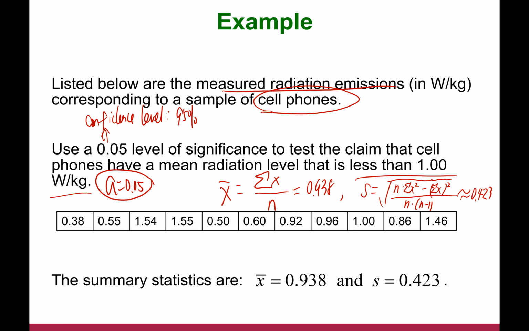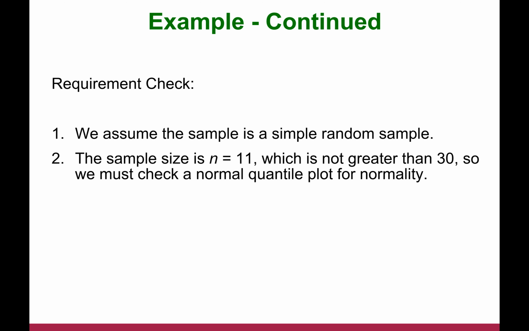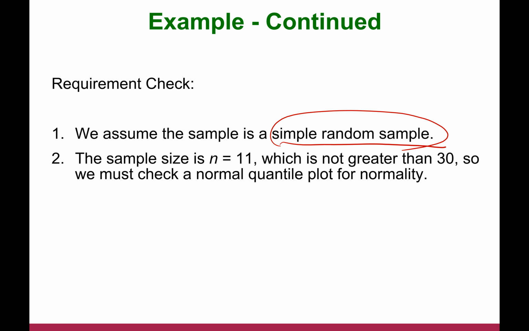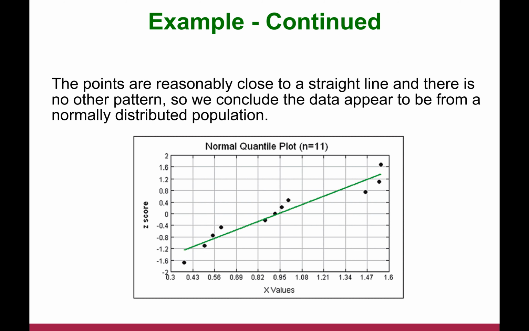Now let's apply this to the hypothesis testing. First of all, we check the requirements. It's a simple random sample, as indicated. The sample size is 11. It's not greater than 30, so we must check the normal quantile plot for normality. And if you look at the graph, it turned out to be like that. So let me just walk you through how to graph all of this in Excel.